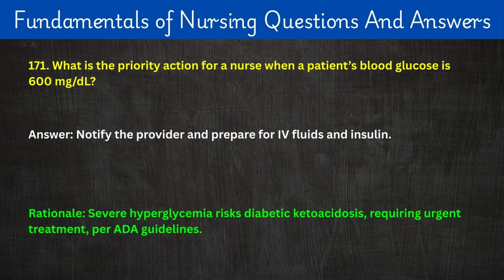171. What is the priority action for a nurse when a patient's blood glucose is 600 milligrams per deciliter? Answer. Notify the provider and prepare for IV fluids and insulin. Rationale. Severe hyperglycemia risks diabetic ketoacidosis, requiring urgent treatment, per ADA guidelines.